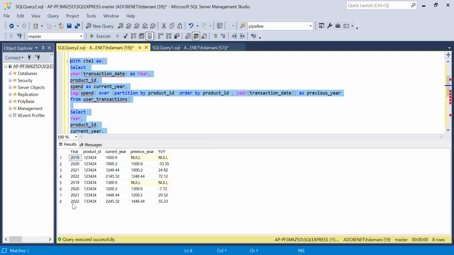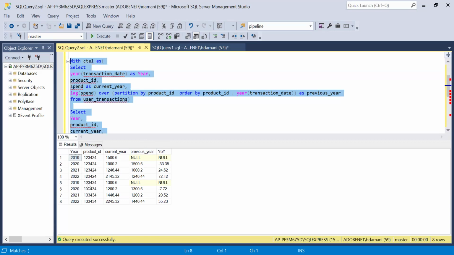So as we can see, we are having year, product, current year, previous year, and year over year, right? Since for this particular year we don't have any data, it will be null. For 2020, it's 1,000, and for previous year, it's 1,500. So there is a drop of 33.33%. This negative sign is showing a drop over here, right? Similarly, for 2021, current year was 1246, previous year is 1000. So there is an uplift, right? So it's a positive 24.62% growth year over year, right?